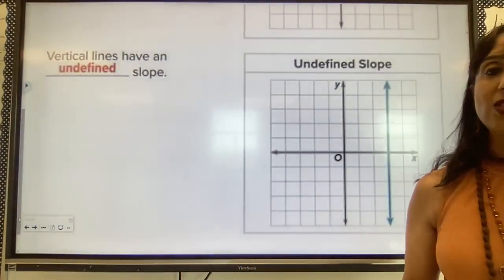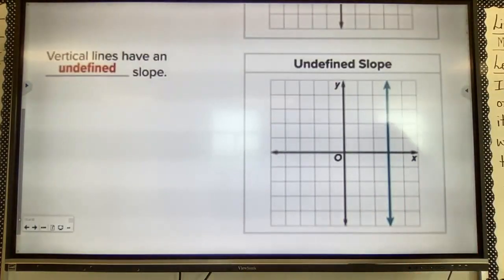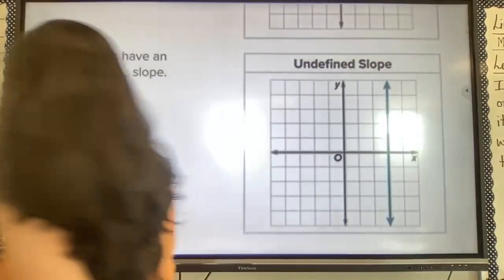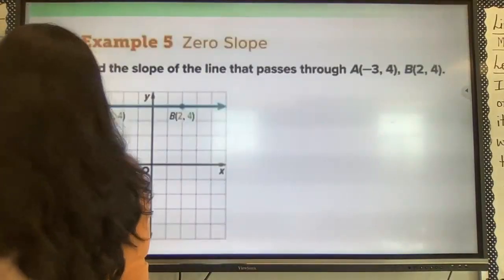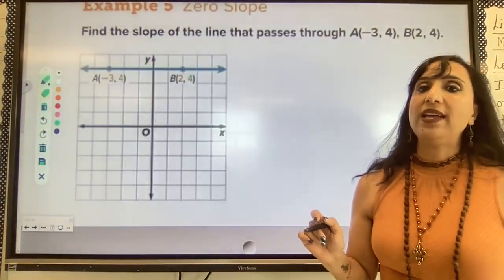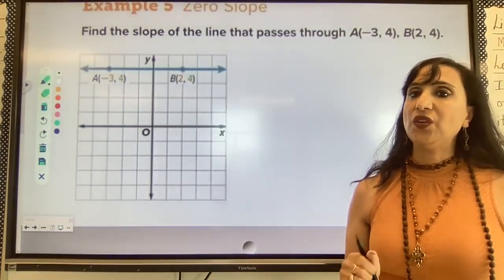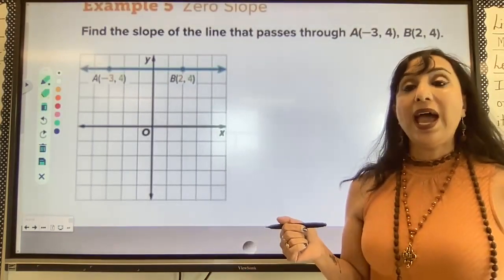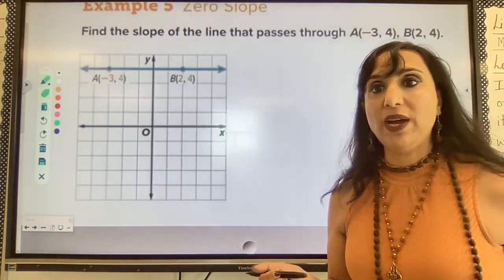All right, so let's go ahead and solve some problems with these. So let's look at this one. Let's find the slope of a line that passes through point A, which is the ordered pair -3, 4, and B, where the ordered pair is 2 and 4.